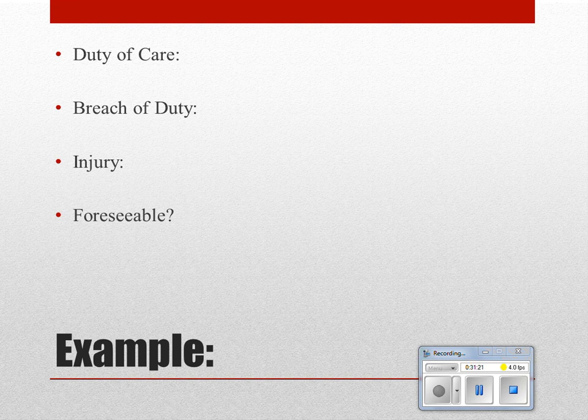And you see, so there is the duty of care, that we must report. It's also that someone should not be beating the other person up. Breach of duty would be the person being beaten up. Injury would be the injury sustained there. Is it foreseeable? Yeah. Okay. Good enough.